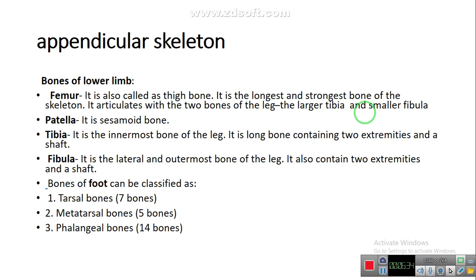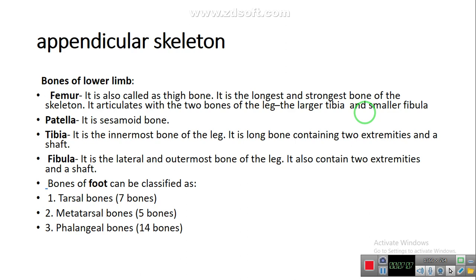The patella, as I discussed in the first part of the presentation, is a type of bone known as the sesamoid bone, and it is present at the knee joint. Then the tibia. The tibia is the innermost bone of the leg, and it is a long bone which contains 2 extremities and a shaft. And the fibula is the outermost and lateral bone of the leg, and it also contains 2 extremities and a shaft.